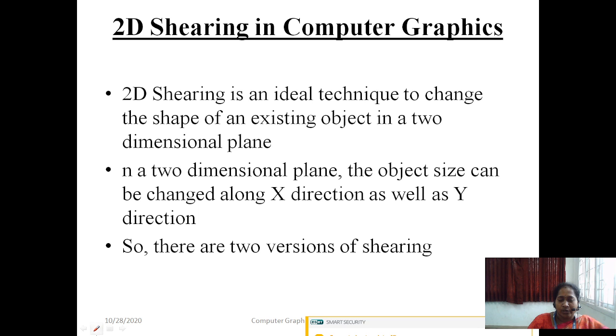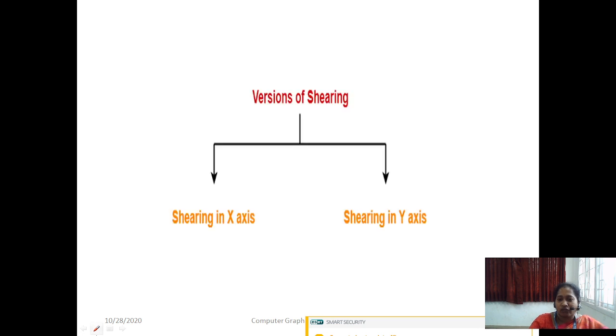Okay, next we are moving to 2D shearing. What is meant by shearing? Shearing is an ideal technique to change the shape of an existing object in a two-dimensional plane, here in the x and y direction. There are two versions available for shearing. What are the versions? Shearing based on x-axis and shearing based on y-axis. These are the two versions of shearing.